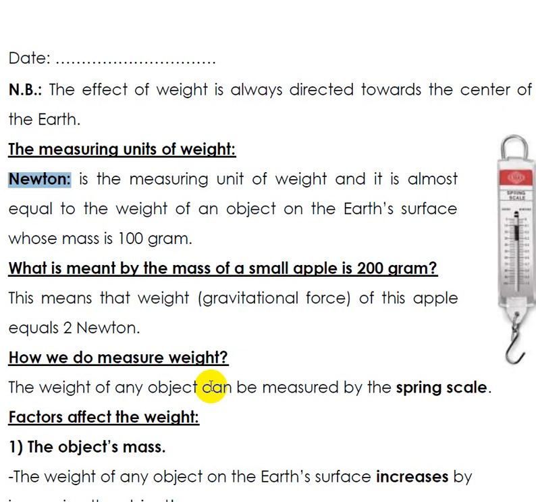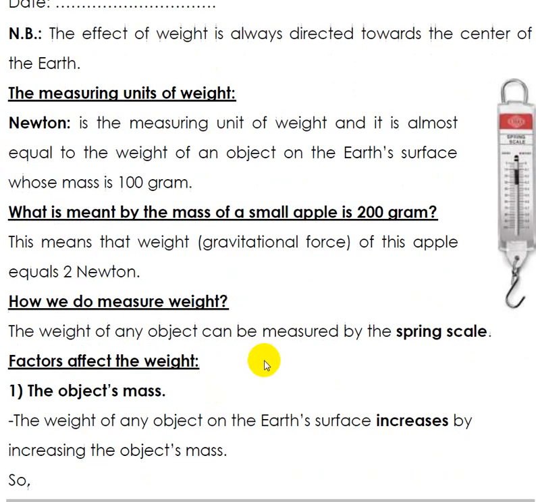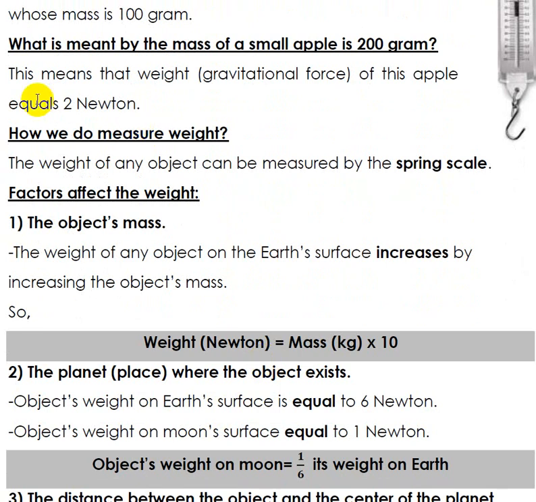Newton is a measuring unit of weight that is almost equal to the weight of an object on the Earth's surface that has a mass equal to 100 grams. Okay, so what is meant by the mass of the small apple equal to 200 grams? This means that it weighs 2 Newton. Or you can say that the weight, or the gravitational force, of the apple equals 2 Newton.